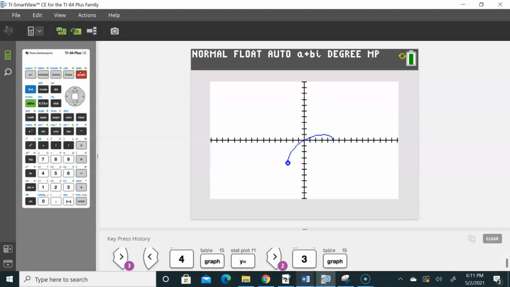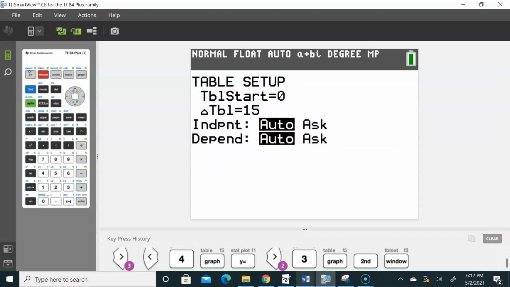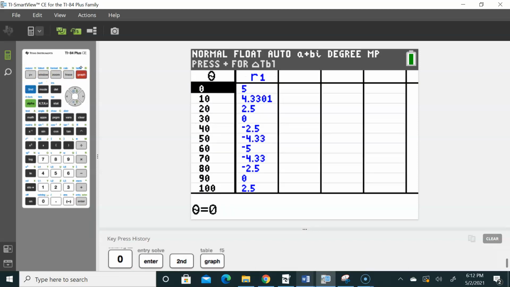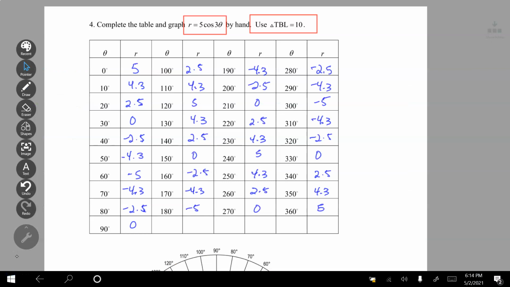Here's our graph. And actually I want to see the table. But I changed my delta table, so I have to go to my table and go second window. It changes delta table to 10, not 15, because that's what's needed for this problem. And then second table, and I could take all that information and put it on the table on the piece of paper. So you see I completed the table that I got off the calculator. A lot of 2.0s, 2.5s, 4.3s, and 5s, some negatives.